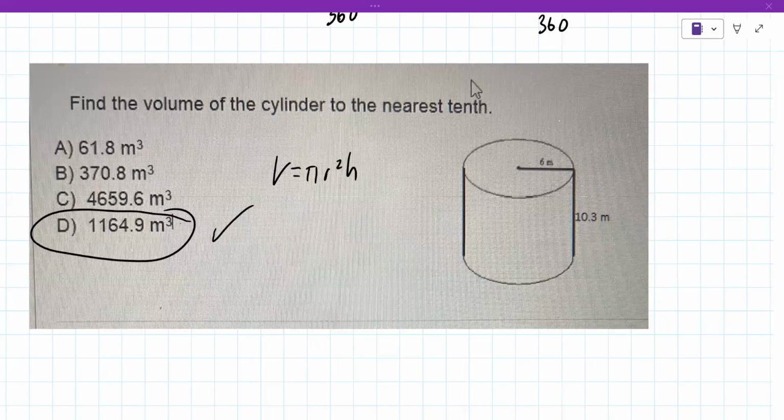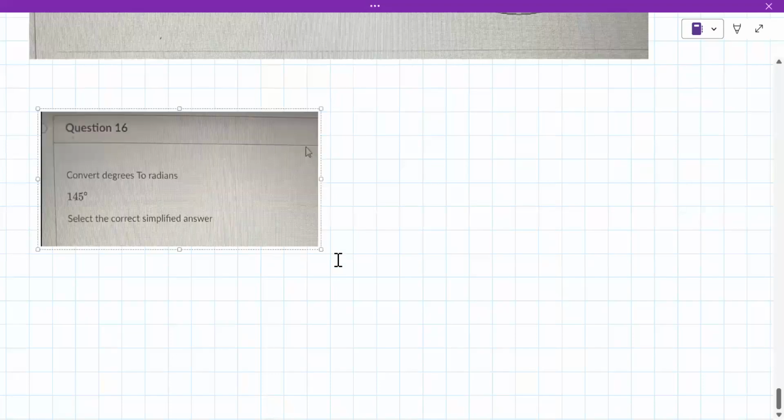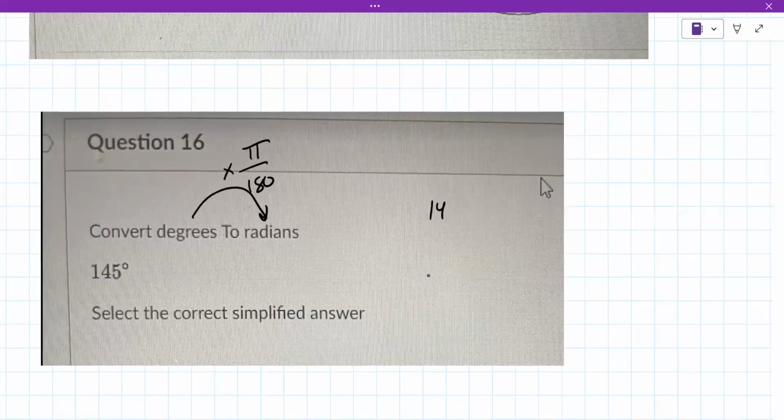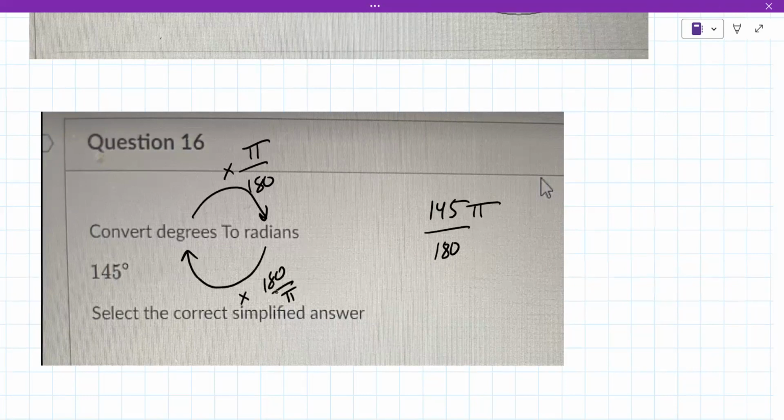All right, 16. There is a formula to convert from degrees to radians. Is it just pi over 180? Yes. I know how to do this one and the next one. Just make sure you don't put the pi in the calculator. To go the other direction, from radians to degrees, you multiply by 180 over pi.